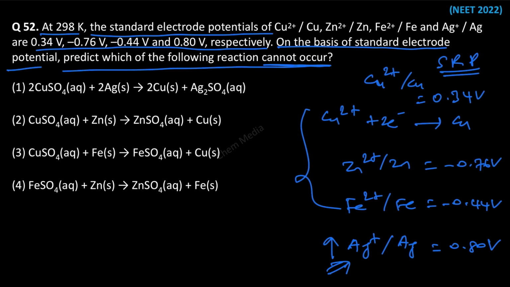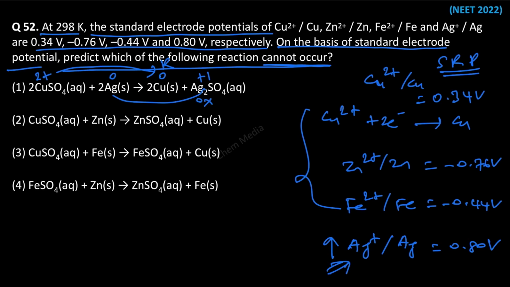So let us look at reaction 1. In reaction 1, we have copper sulfate. So here copper is in +2 oxidation state. We have silver solid, therefore 0. Copper sulfate, Cu2 plus is becoming Cu. That is reduction, isn't it? Cu2 plus becoming Cu is reduction, and Ag0 is becoming Ag plus, that is oxidation, isn't it?